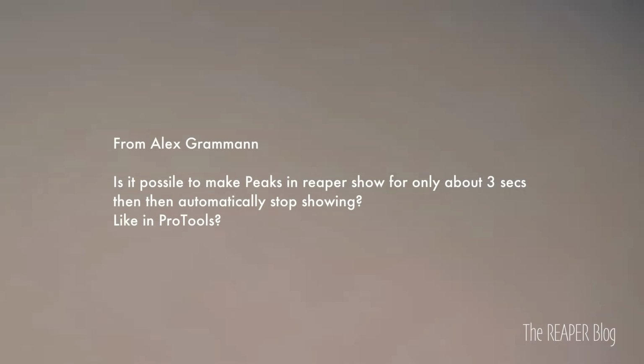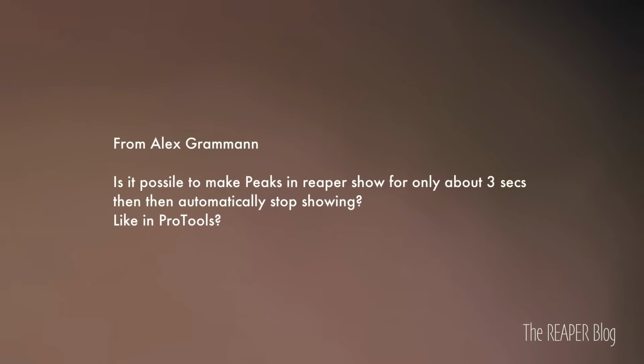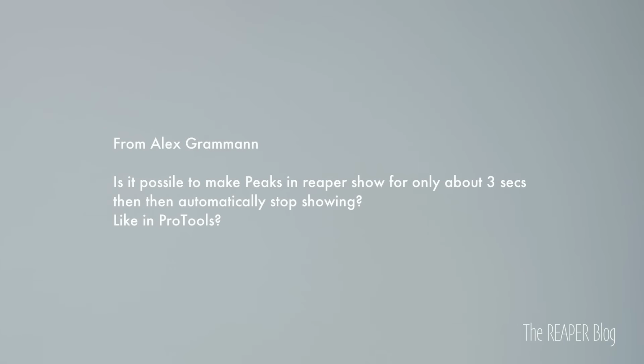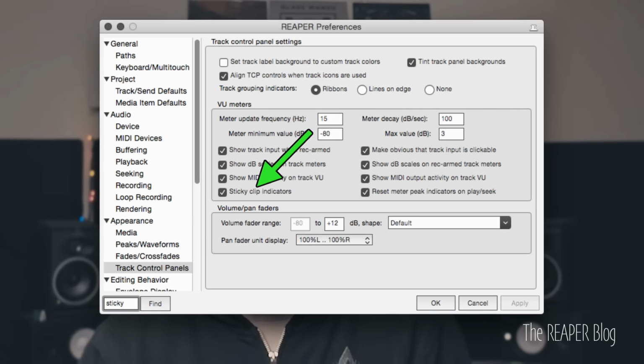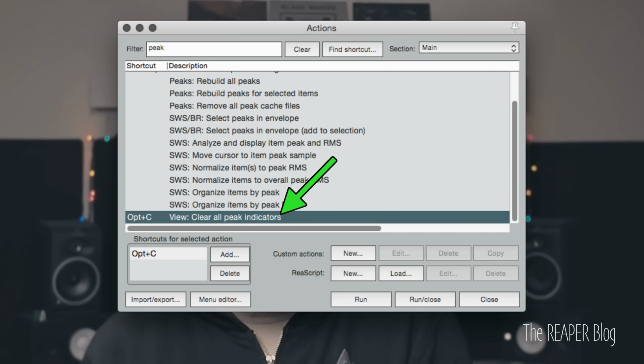Alex Gramman asks, is it possible to make peaks in Reaper show only for about 3 seconds, then automatically stop showing? It's similar to Pro Tools. So in Reaper, you can't choose the amount of time that the peak indicators will show for, but you can turn off sticky clip indicators in Preferences, Appearance, Track Control panels. There's also an action for reset peaks you can find in the action list. I use that with the Alt-C command, which I believe is the same as Pro Tools. And I leave sticky clip indicators on, so I know when there's a clip, and if I want to clear it, I just hit the key command.